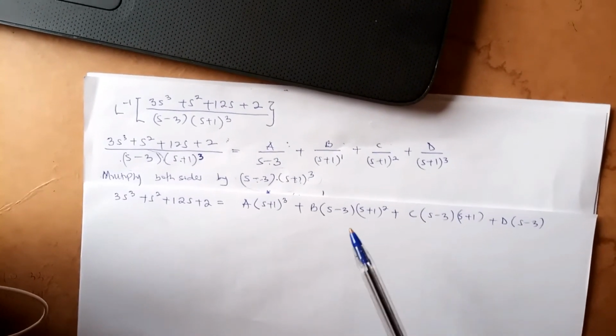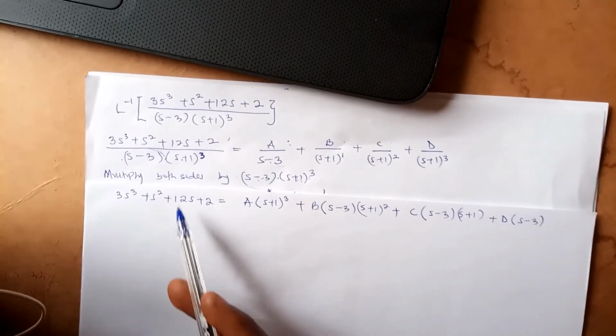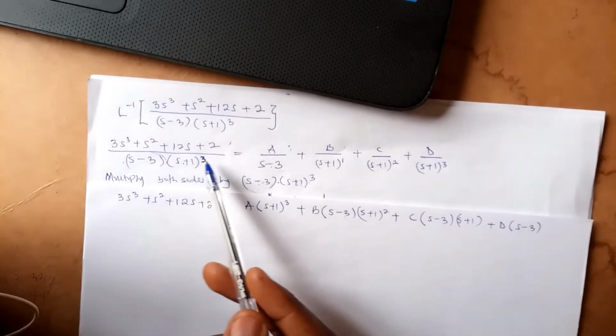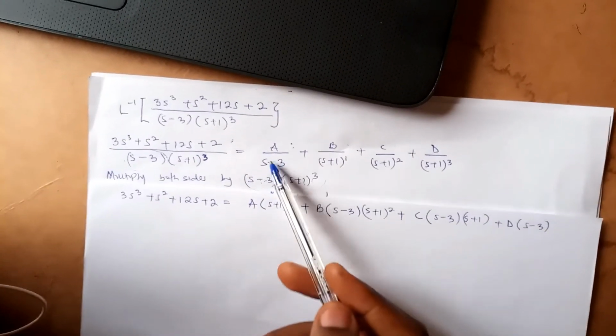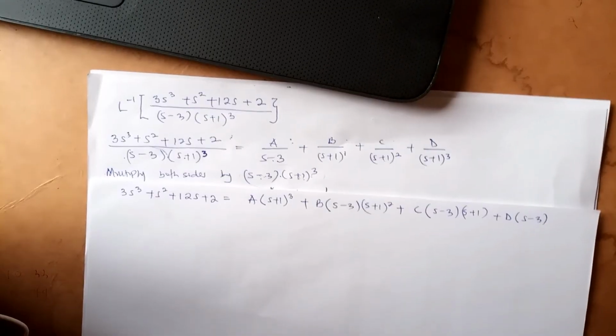Then what is the next thing now? We multiply both sides by the denominator. So by the time you multiply the denominator by this one, it will take care of this. Then you have everything here, which is like this. Then you multiply, then you have this. So let's proceed and start the solution.